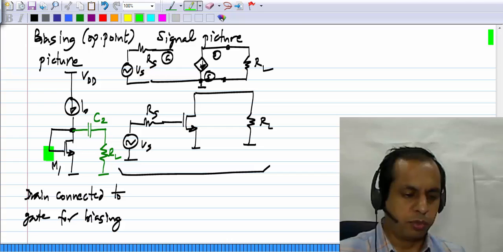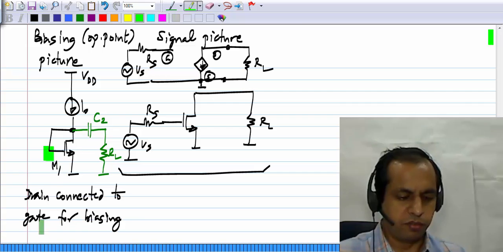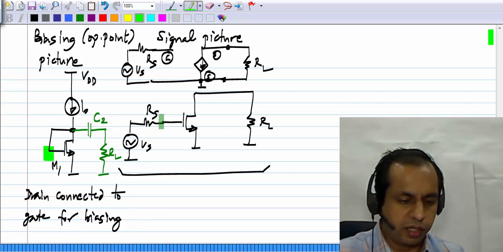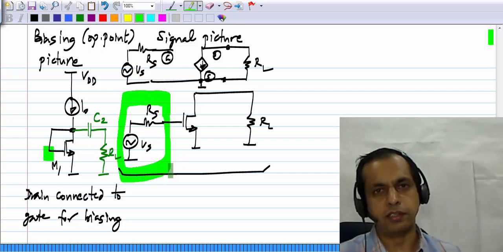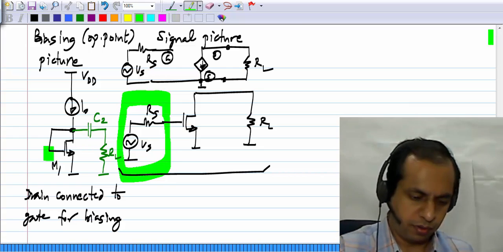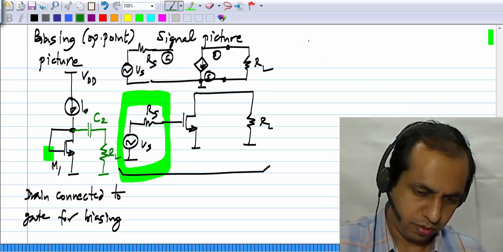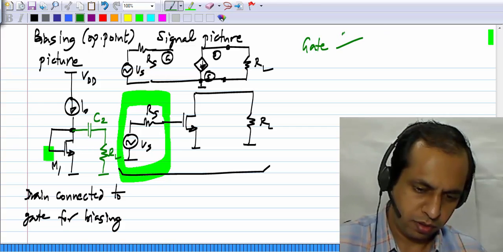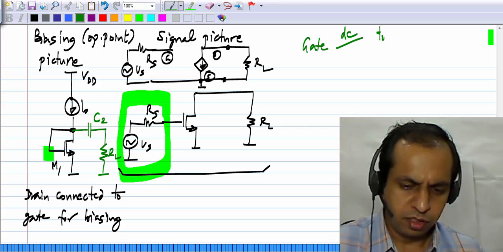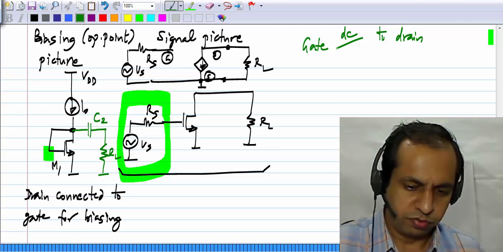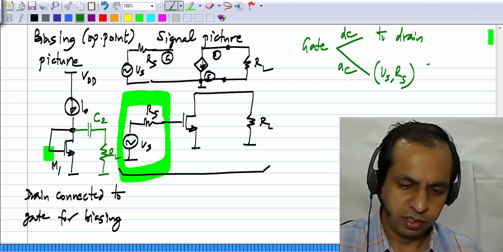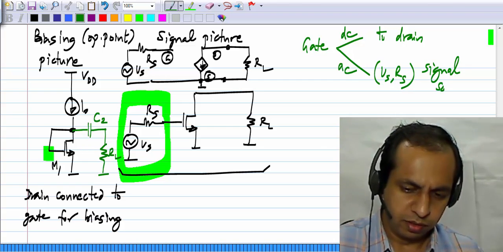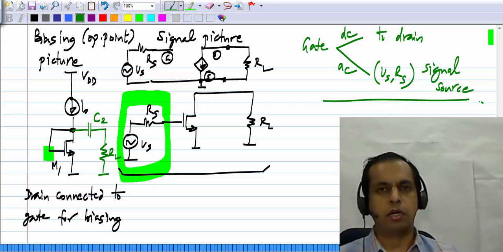Now what should I do about the gate? The gate voltage must get connected to the drain for DC biasing, but it should get connected to this source combination of Vs and Rs for signal, for AC. For DC it should go to the drain, and for AC it must go to Vs and Rs, basically the signal source. How do we arrange this?